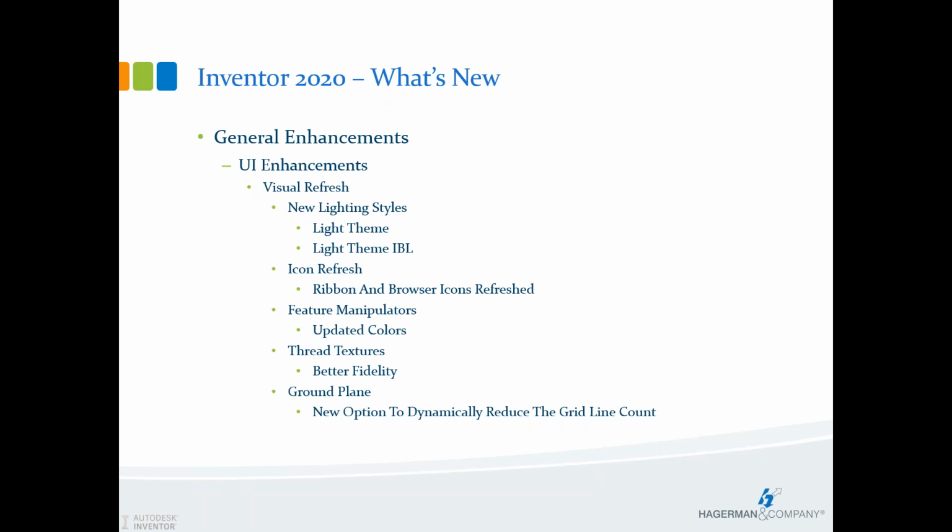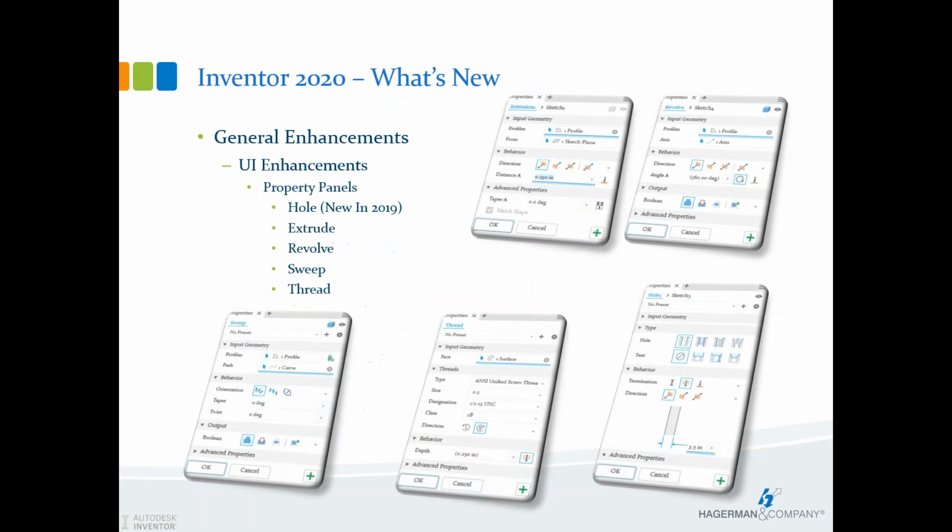Icons have been updated. The updated colors on the feature manipulators, better fidelity on threaded textures. The ground plane has been updated to be compatible with that new color scheme as well, and there's an option that dynamically reduces the grid line count when zooming out. It refreshes as you zoom back in, but it just adjusts based off the zoom ratio and the resolution of your monitor and your Windows theme and everything else taken into effect.